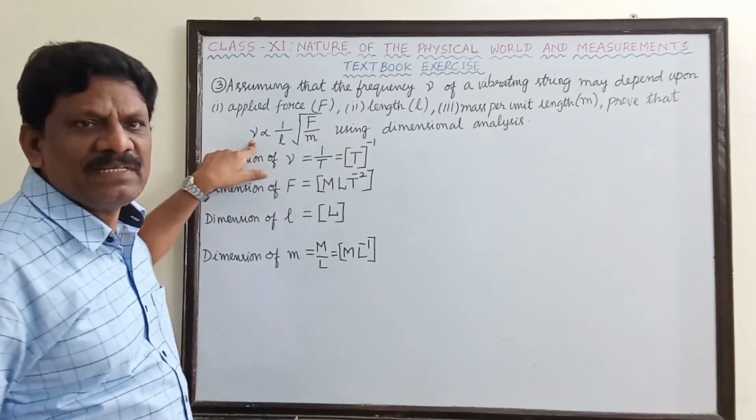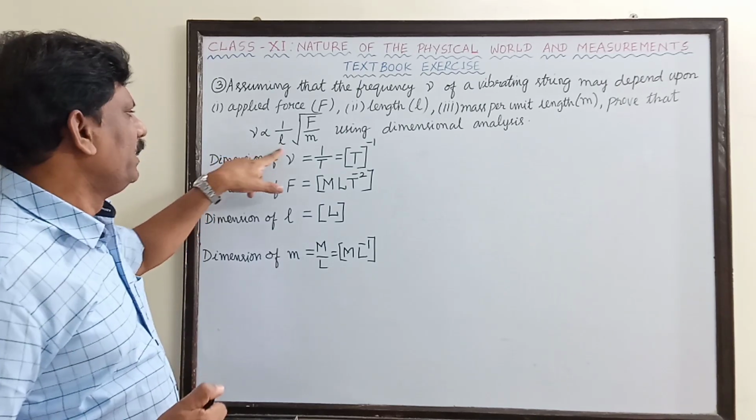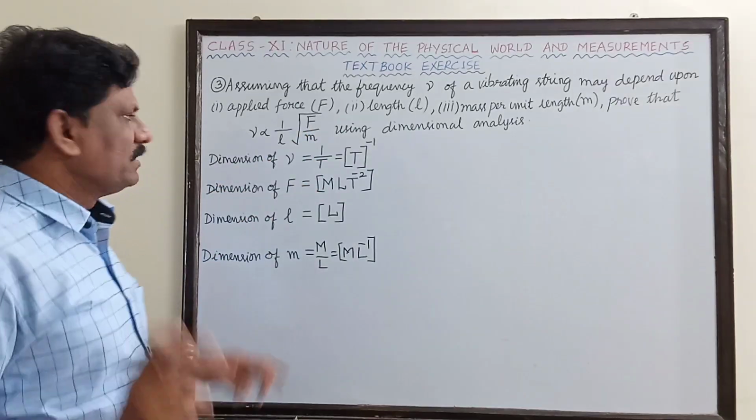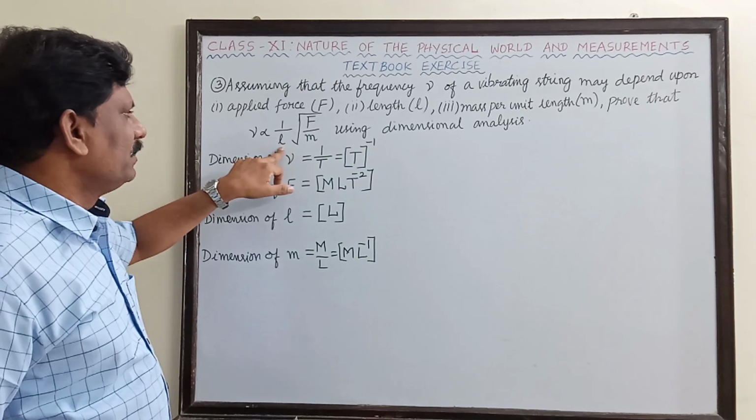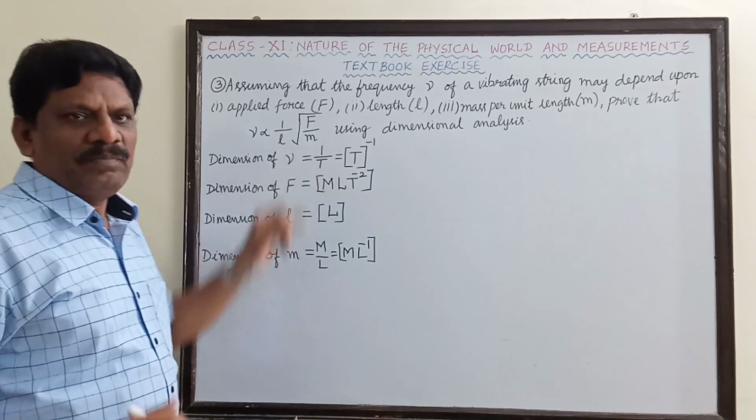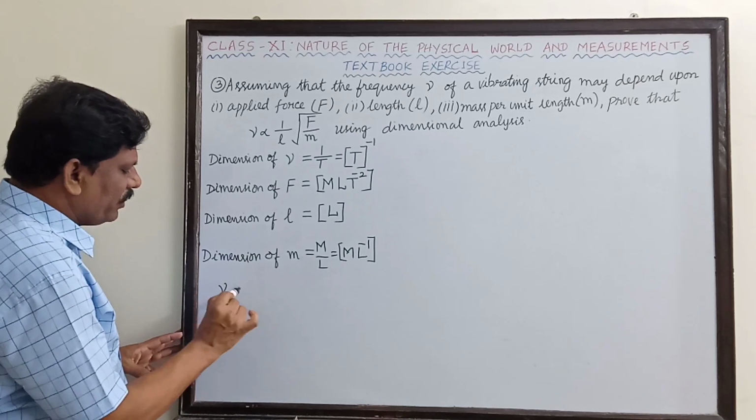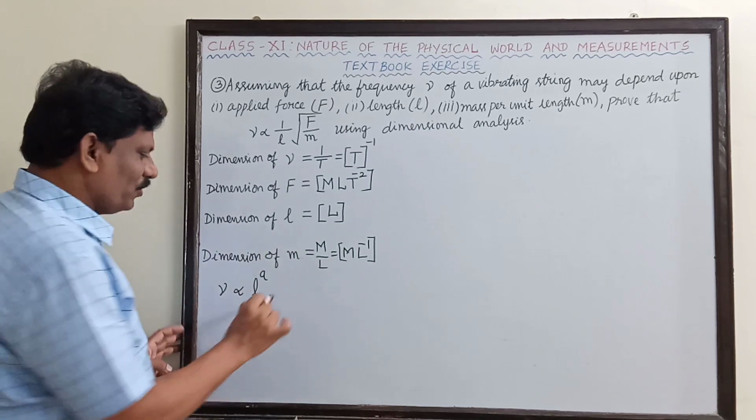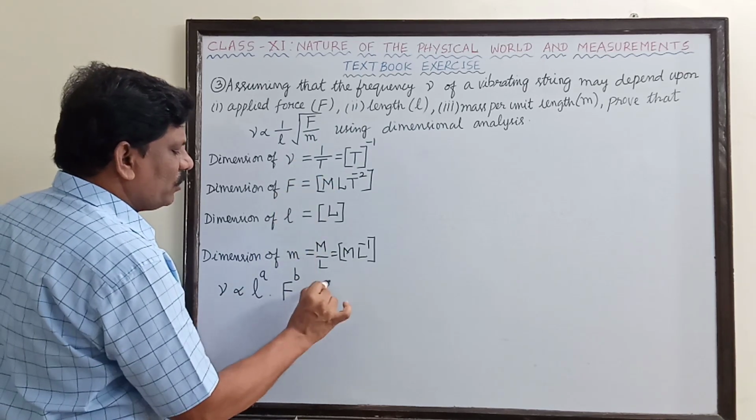Okay, children. Frequency is represented with the Greek symbol nu. L is length, F is force, M is mass per unit length. As per the given expression, the frequency depends upon three factors: the length L, force F, and mass per unit length M. But how many times, we don't know. We have to assume. Therefore, I am going to write the frequency nu is proportional to L raised to the power a into F raised to the power b into M raised to the power c.